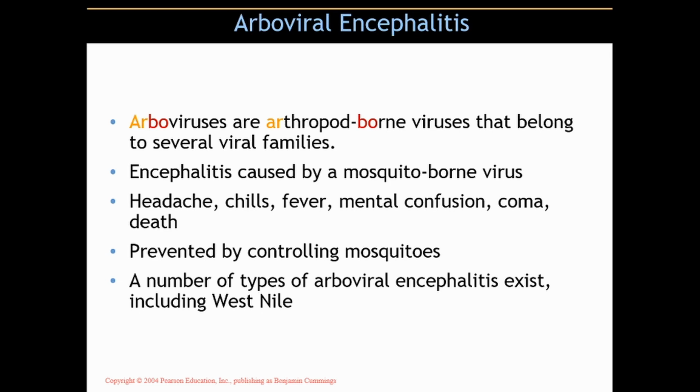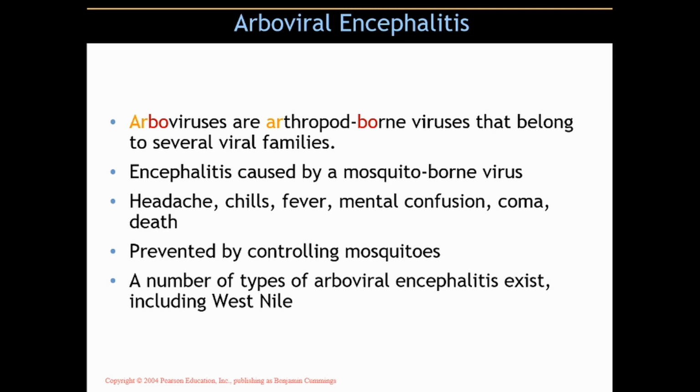Arboviral encephalitis. So arbo, it's not really a word, but it's a combination of two words. Arthropod, A-R, borne, B-O. Arthropod-borne viruses that belong to several viral families. So mainly mosquito-borne. So these are mosquitoes like the ones that carry malaria, the malaria protozoan. They're carrying these viruses as well. So a mosquito that is not infected bites, say, an infected bird, like in the case with West Nile virus, that mosquito becomes infected, and then the infected mosquito bites a human, and then that human now has been infected with these viruses. Headache, chills, fever, mental confusion, coma, and it can end in death in some cases.